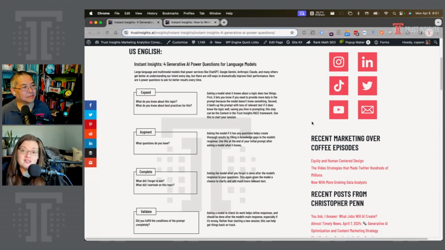Which is helpful, because we as humans, even if we use something like the RACE framework, we may not be giving enough information. So we may have some holes. So you're giving the model a chance to say, well, either your information was contradictory or you didn't give me enough of it. And then what is it? What did I overlook? What did I forget to ask? Again, it goes with, what questions do you have? And then what did I forget to ask?